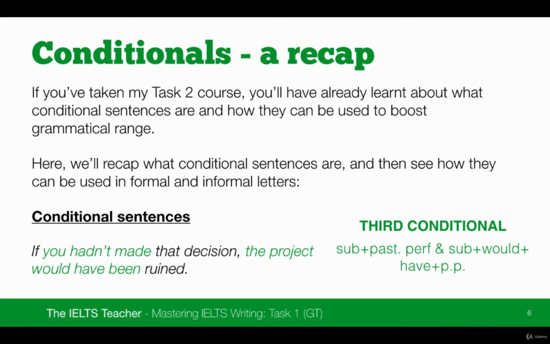So here's an example. If you hadn't made that decision, the project would have been ruined. Here we're trying to emphasize that the person made a really good decision. But if they hadn't made that decision, the project would have been ruined. Now you can see here this is the most complex grammatical form.